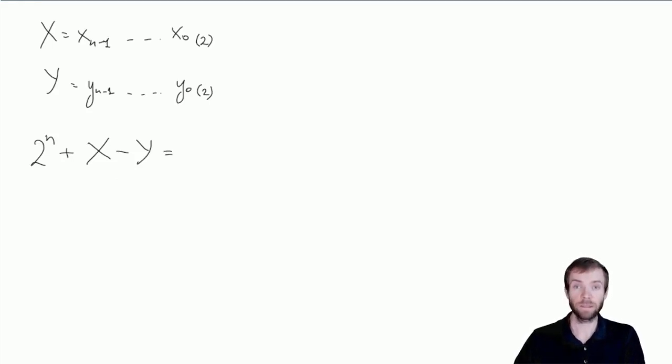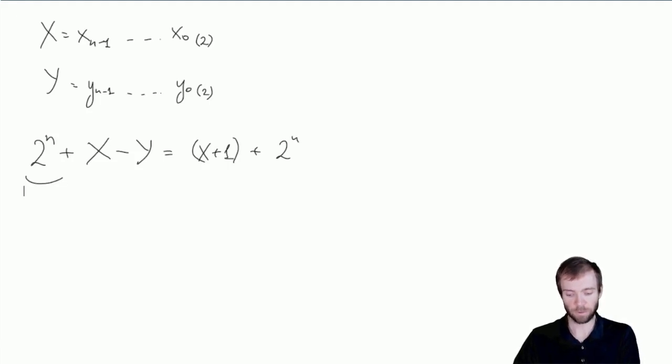And this thing we can rewrite as x plus 1 plus 2 to the power of n, which comes from here, minus y plus 1. So we see that both ones vanish, and we get just the original quantity. But now, what ingredients do we need to compute this expression? It doesn't look simpler than the original one.